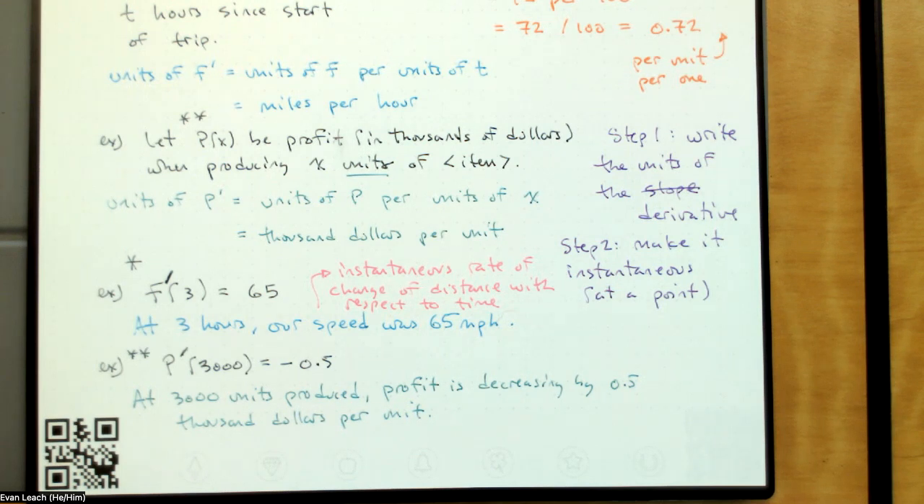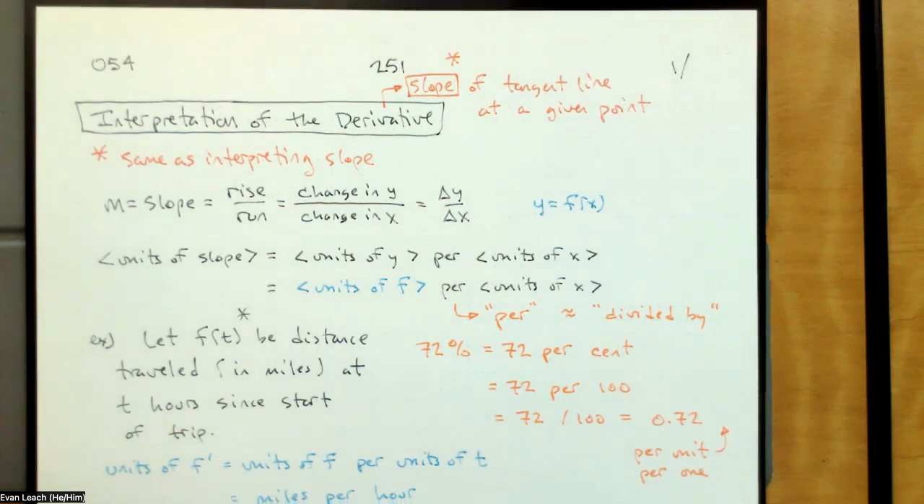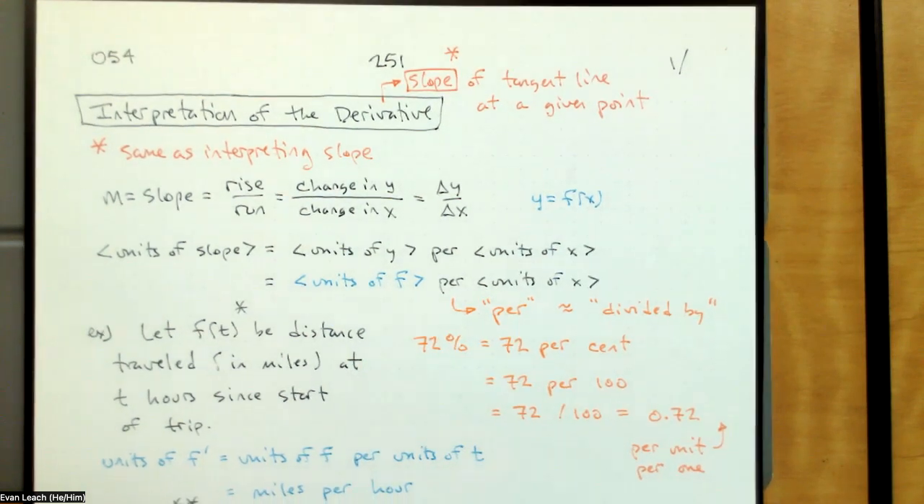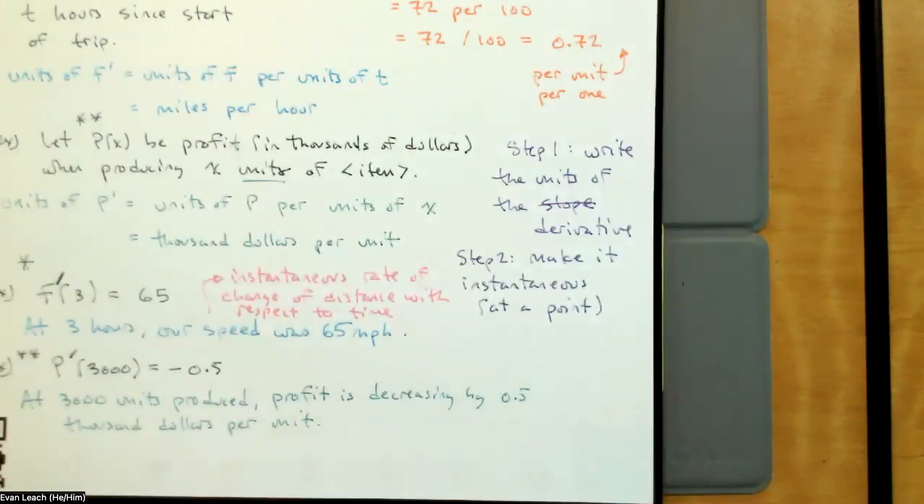All right. That's the big thing. Today we want to interpret the derivative. The derivative is a slope, so we interpret it as such. To start that, we write down the units of the slope. Then we just think about it in terms of an instantaneous rate of change. Let's make it instantaneous. At this moment, this is what's happening.